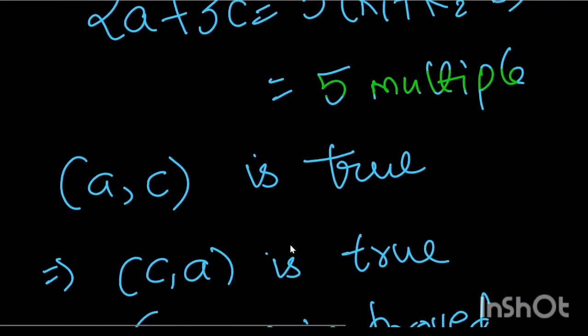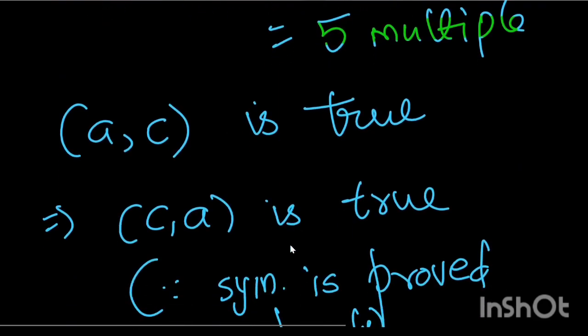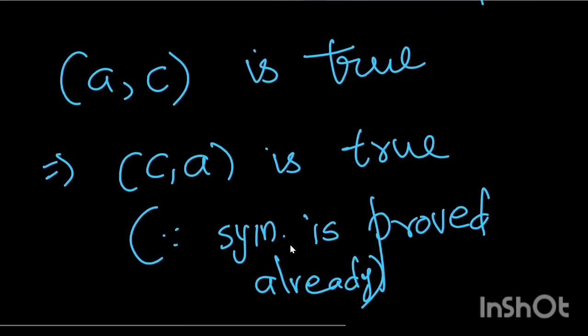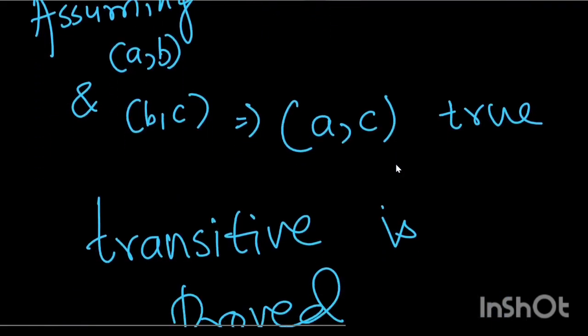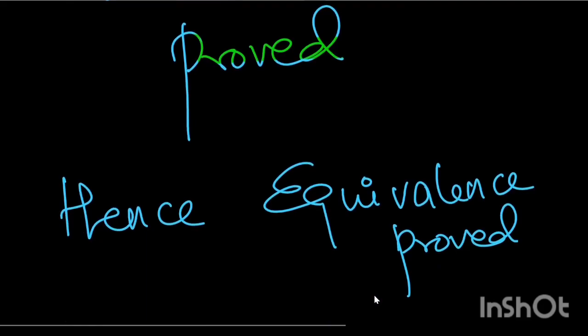So (a, c) is proved. Given (a, b) and (b, c), (a, c) is true. This is what we were trying to prove. Assuming (a, b) and (b, c), (a, c) is proved to be true, so transitive is proved. So the equivalence relation is proved, guys.